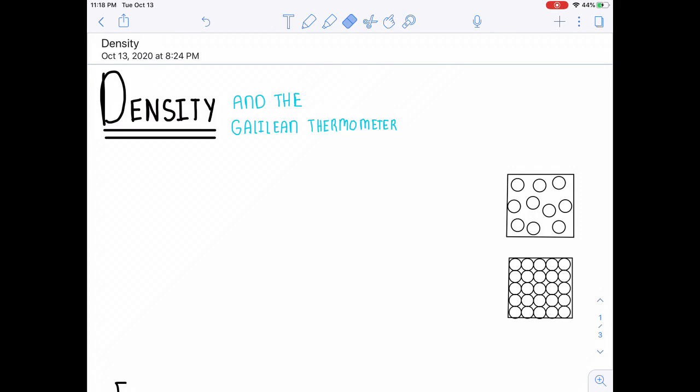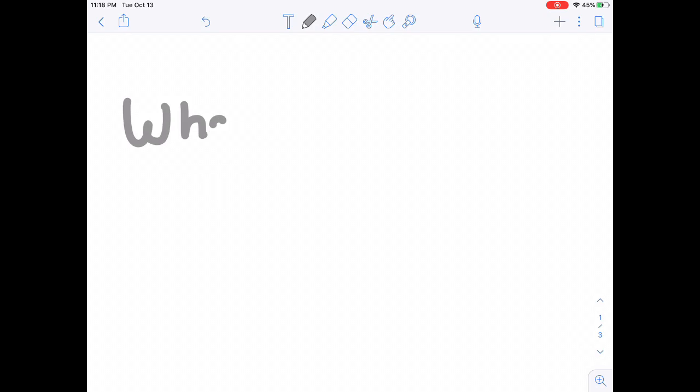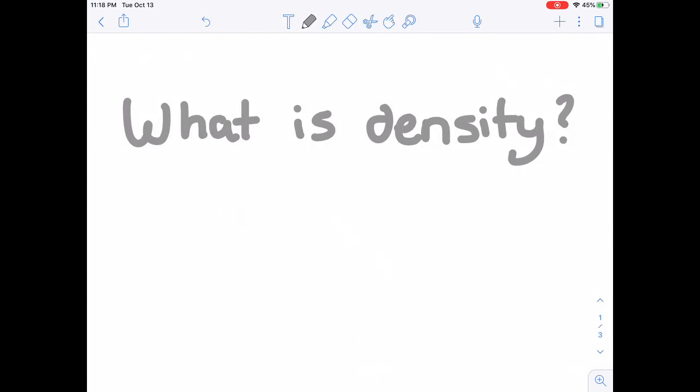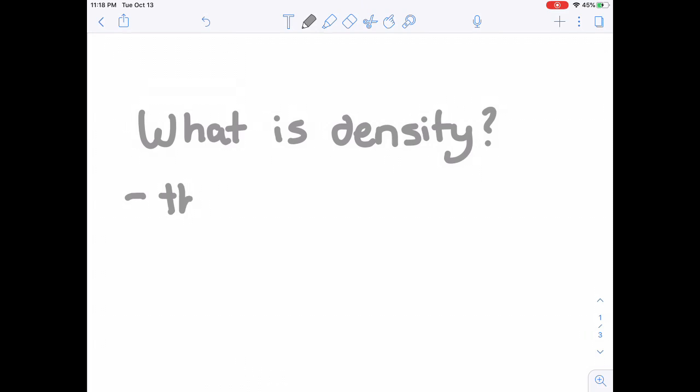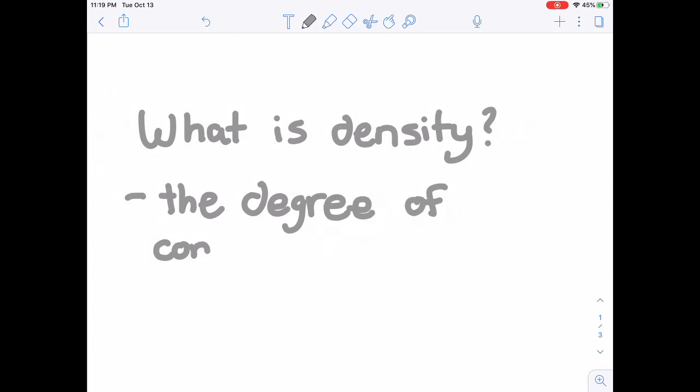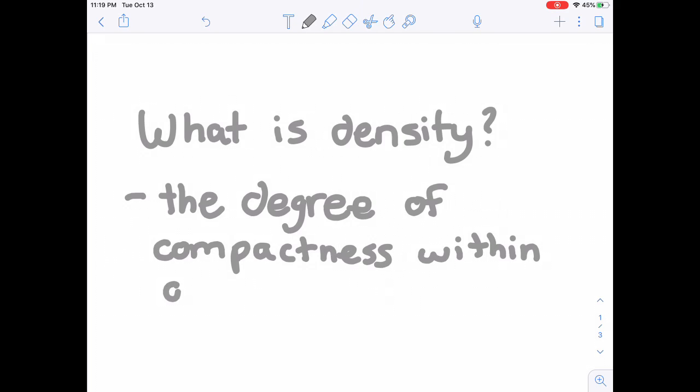For our project, we're doing the Galilean thermometer, and this edpuzzle is about density and its importance to our project. Okay, so first we have to start by defining density. So density, simply put, is how compact a substance or object is. And we can also say this as the measure of mass per volume within an object.